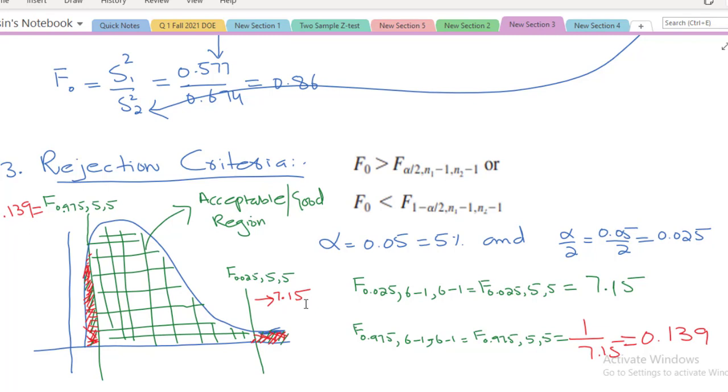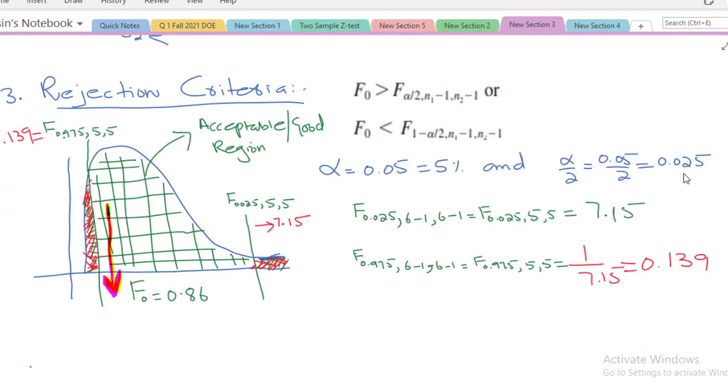So if our value lies between these two values, or lies in the good region, then we fail to reject the null hypothesis. You can see that my F naught value, or statistic value, is 0.86, which lies in the good region, and based upon this we will make our decision. Before going towards the decision, we will have to check these two rejection criteria.